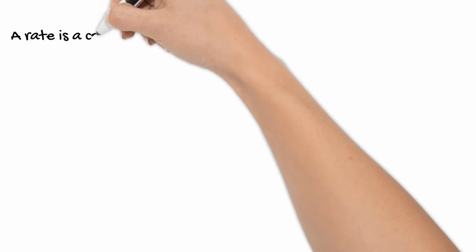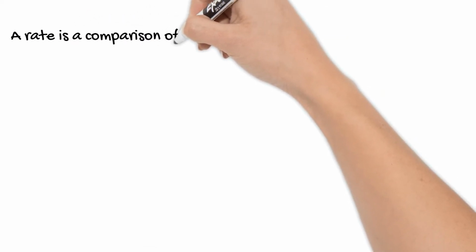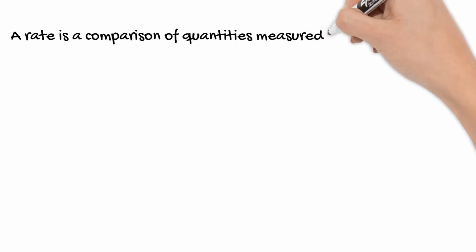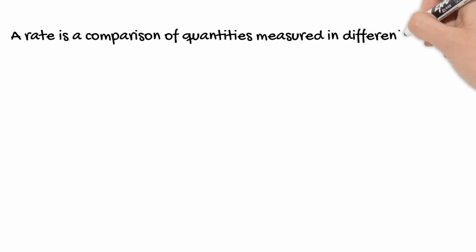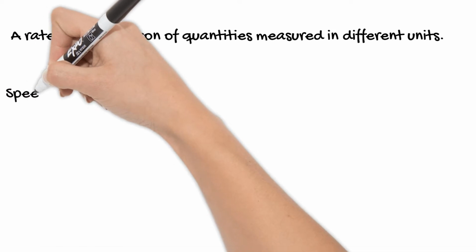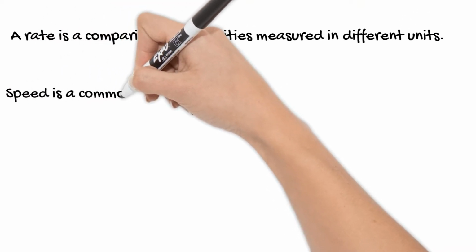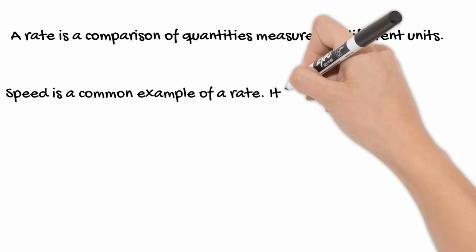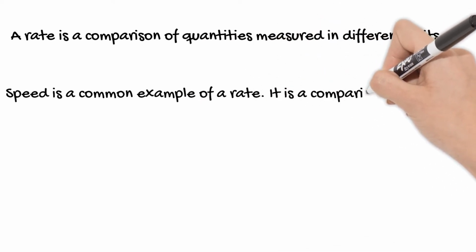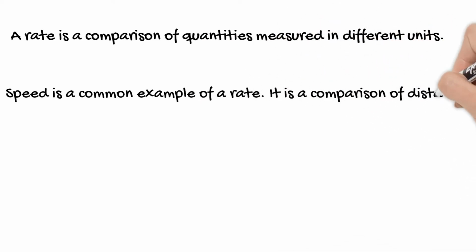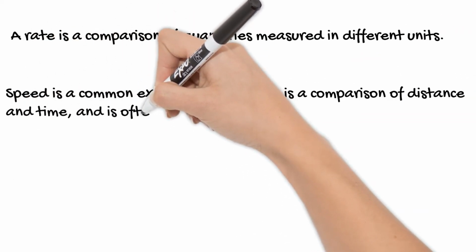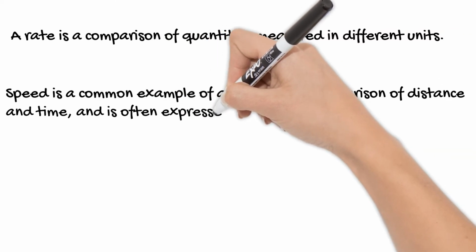So, similar to a ratio, a rate is a comparison of quantities, but different to a ratio, a rate is a comparison of quantities measured in different units. So speed is a really common example of a rate. It compares distance and time. A really common way we often see speed is in kilometers per hour. So we might say that the rate is 60 kilometers per hour.